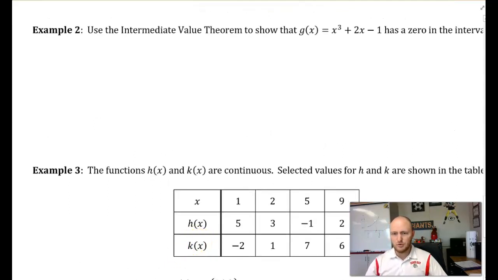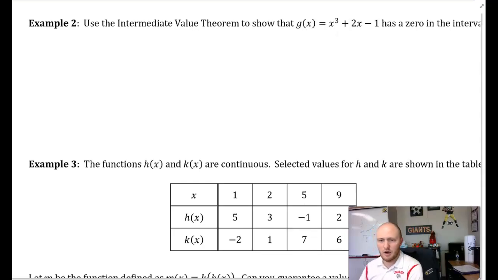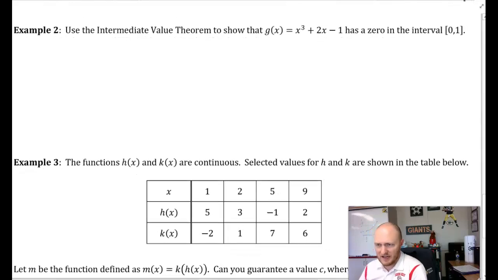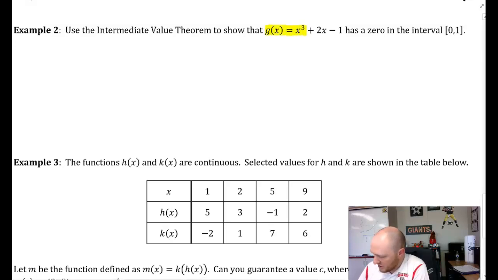Example number 2. Okay, we're going to go ahead and use the intermediate value theorem to show that g of x has a 0 in the interval 0 to 1. Now, this example is different because they give us a function. I have g of x, and then the k value that they give us is 0. They don't explicitly say that, right? And we want that x to be in the window 0 to 1.